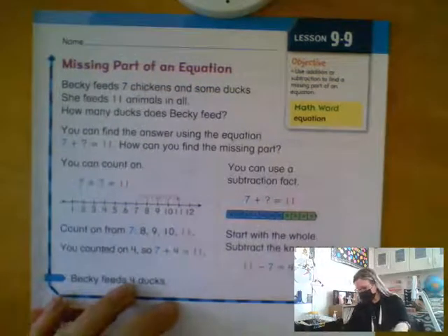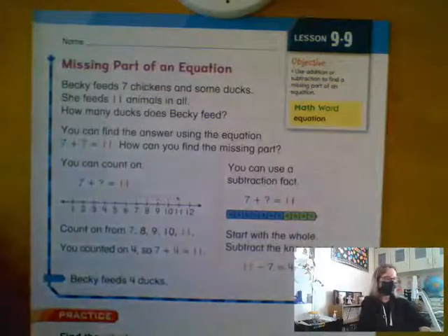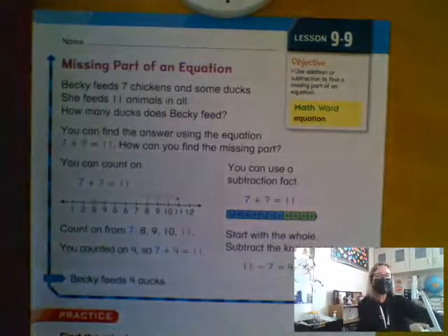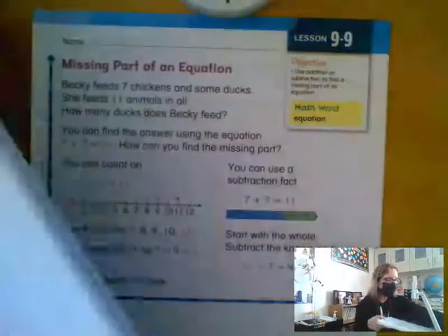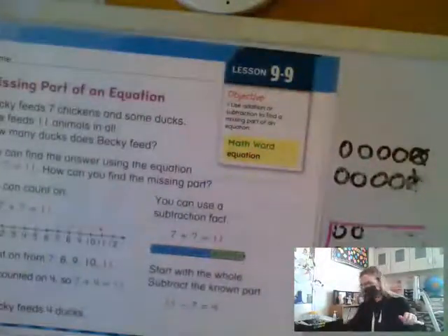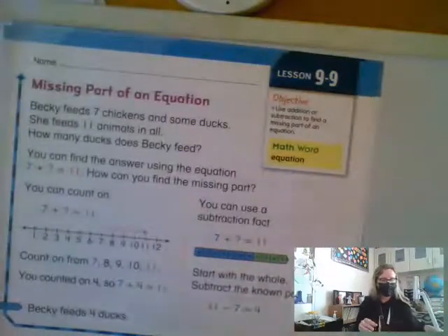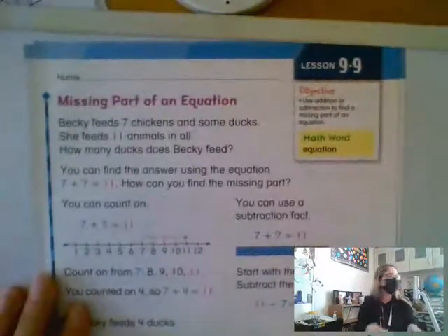So I'm going to get my handy-dandy whiteboard out just so that I've got it to do some figuring if we need it. I guess I've still got a couple of problems on here from yesterday, so we'll get those erased. And we're going to start at the top where it talks about Becky feeding 7 chickens and some ducks, okay?